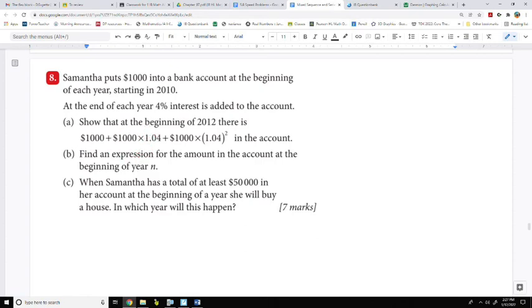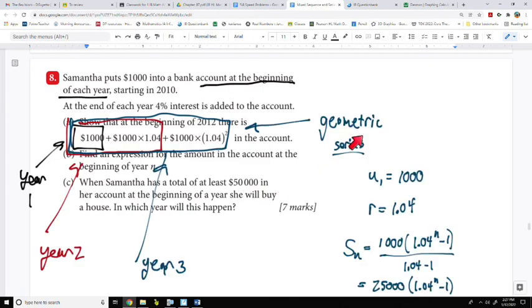Now let's fast forward. 3 years have gone by. So the first year's $1,000 had 4% interest added twice. The second year's $1,000 had 4% interest added, compounded once. And the third year's money, no interest yet. So we can see here that at the beginning of 2012, when this was the beginning of 2010, 3 years later, we had the new money, the money from the second year, and the money from the third year. Hopefully that's enough for you guys to be able to spot that that is in fact a geometric series.